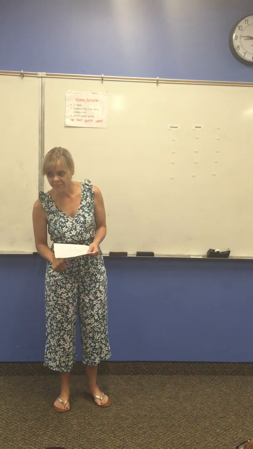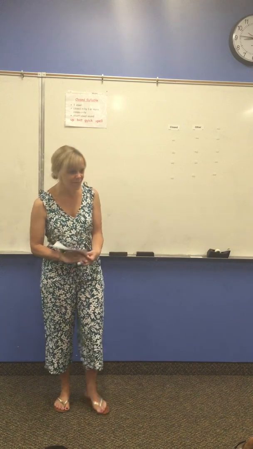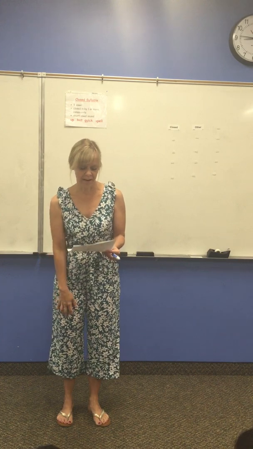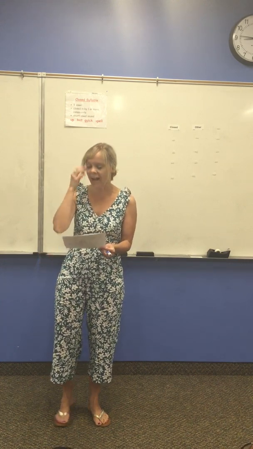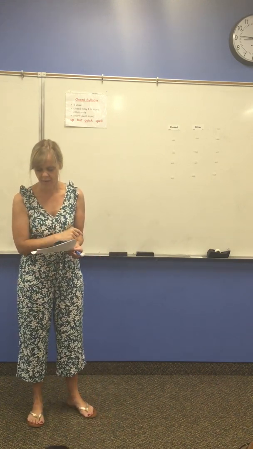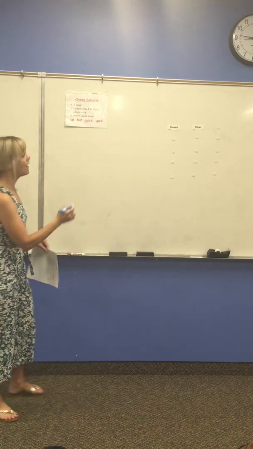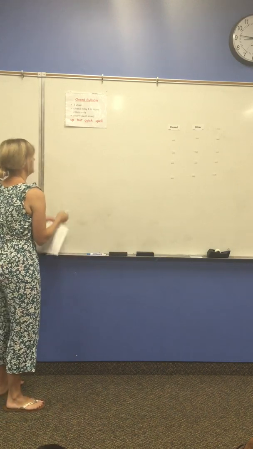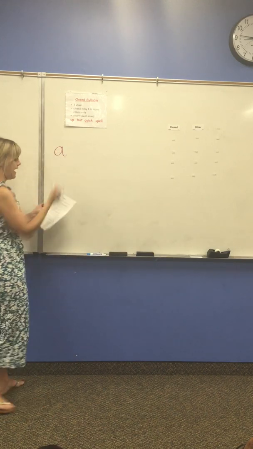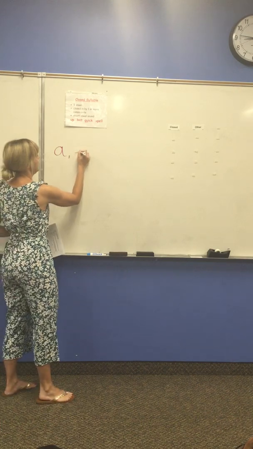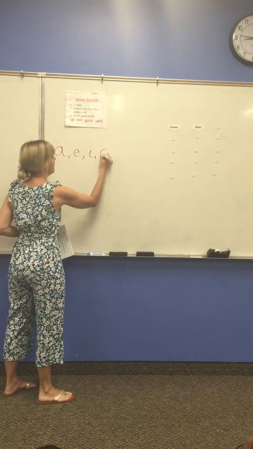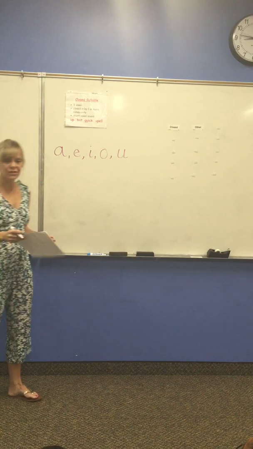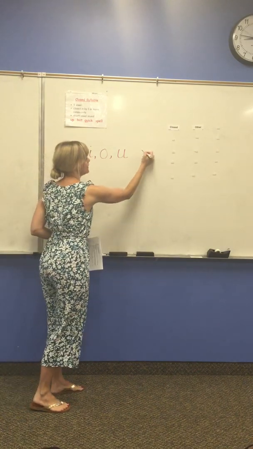What are parts of words called, everybody? Syllables. You've got it. And a syllable must have at least one vowel. So the vowels are A, E, I, O, and U, right? And most often, Y is actually a vowel also.